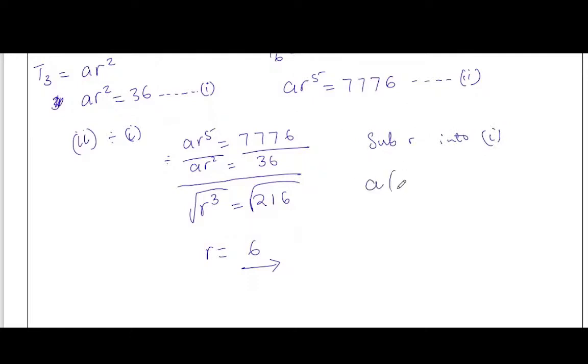So we are saying a times our r, which is 6 squared, is equal to 36. So this will be 36a is equal to 36. Divide both sides by 36, which means our a is 1.